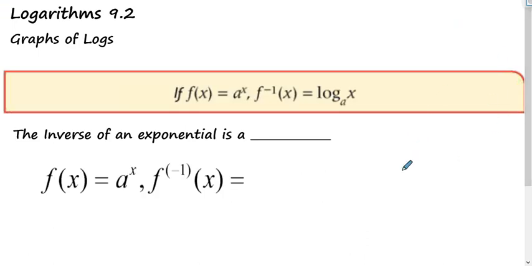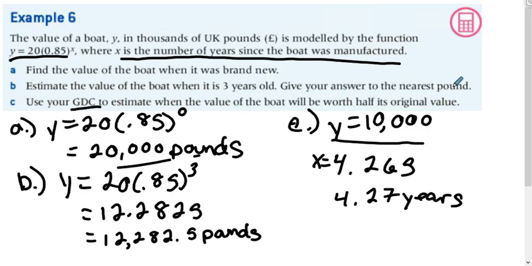So hopefully you're getting comfortable. Oops, wrong page. Hopefully you're getting comfortable with working with exponential functions, because then we're going to move into log functions as well.